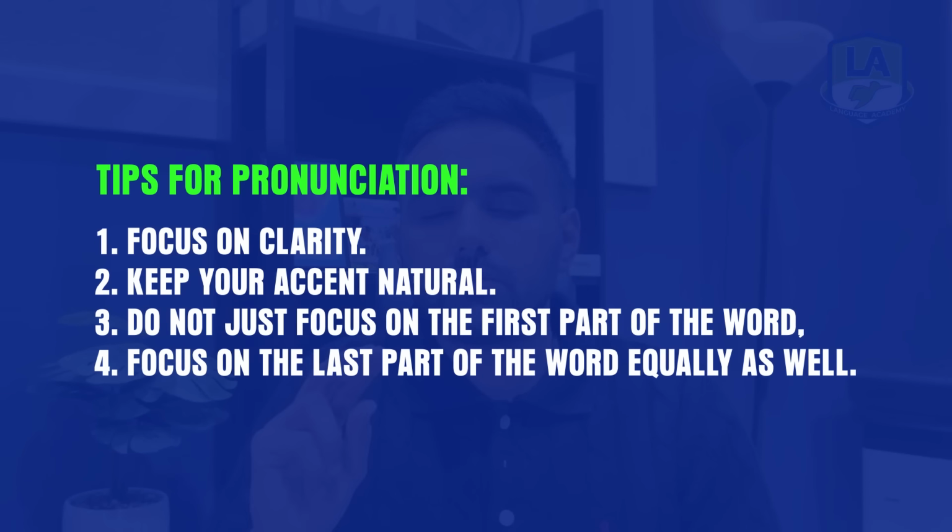For your pronunciation, focus on clarity, keep your accent natural, and make sure you don't just focus on the first part of the word, focus on the last part of the word equally as well. For example, if you have to say gradually, don't just say gradu. Whenever we speak fast, we just speak the first part of the word, not the last part. So it should come out clearly: gradually, persistent. Every part of the word, especially the last part, should be clear.